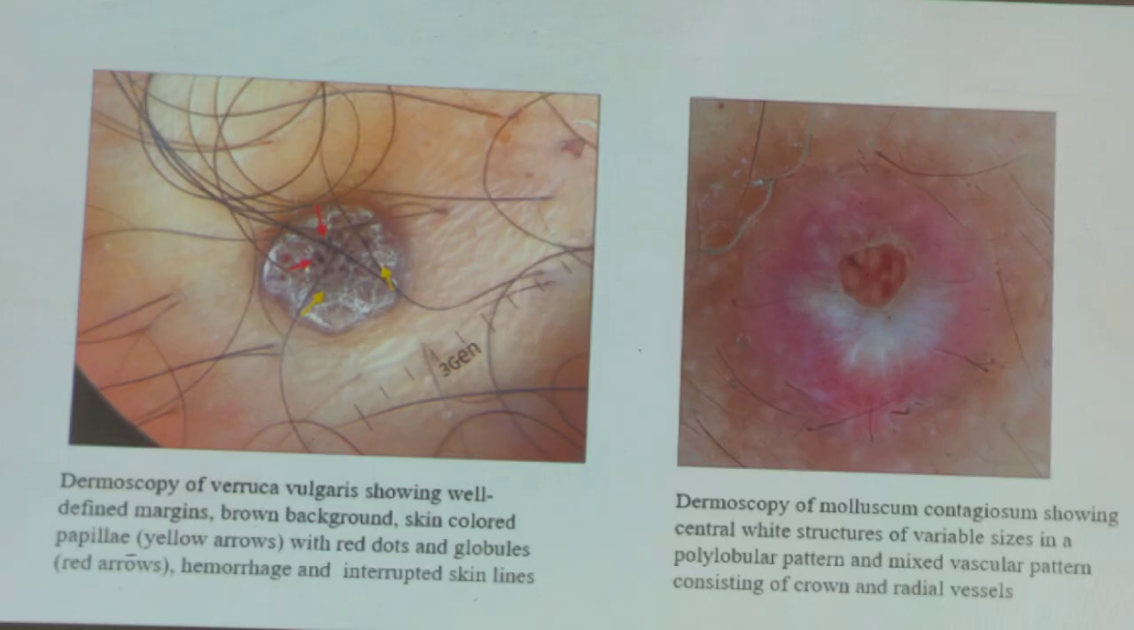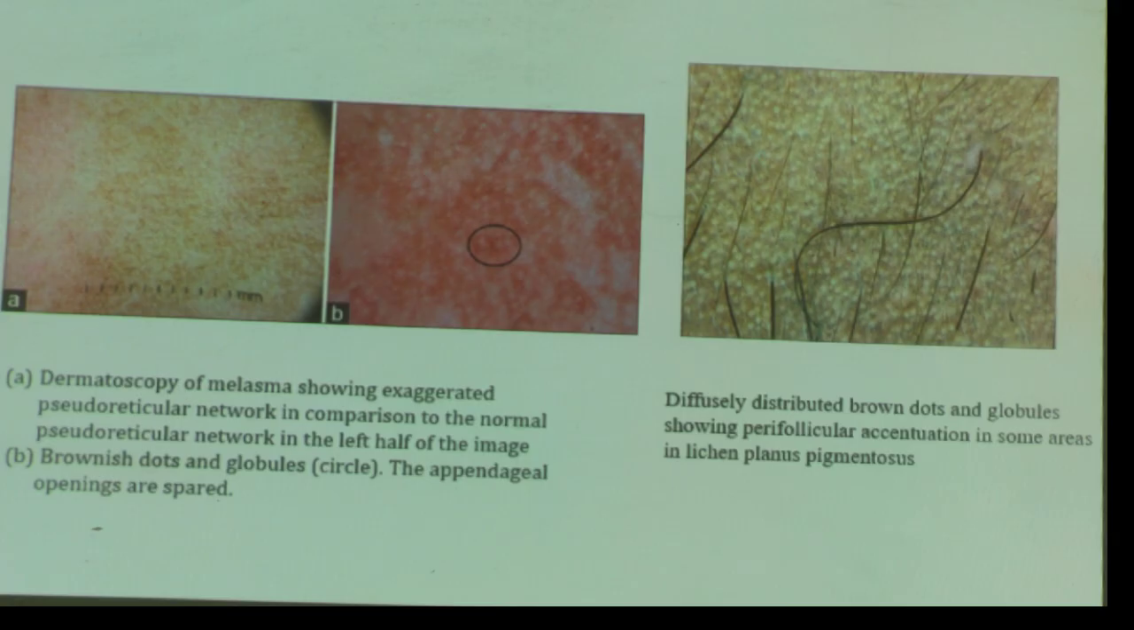Next. Then dermoscopy of verruca vulgaris, showing well-defined margins, brown background, skin-colored papillae with red dots and globules, hemorrhage and interrupted skin lines. Dermoscopy of molluscum, showing central white structures of variable sizes in a polylobular pattern and mixed vascular pattern consisting of crown and radial vessels. Next. Then coming to pigmentary lesions, dermoscopy of melasma showing exaggerated pseudoreticular network compared to normal pseudoreticular network.